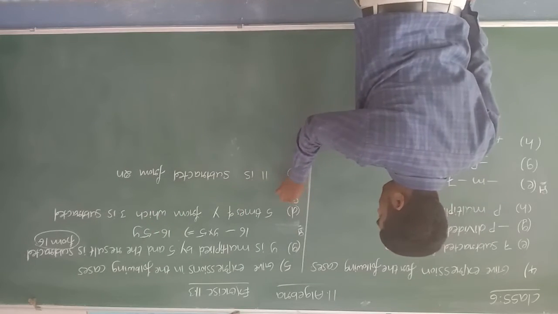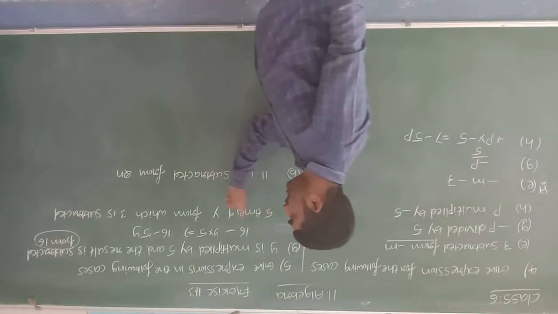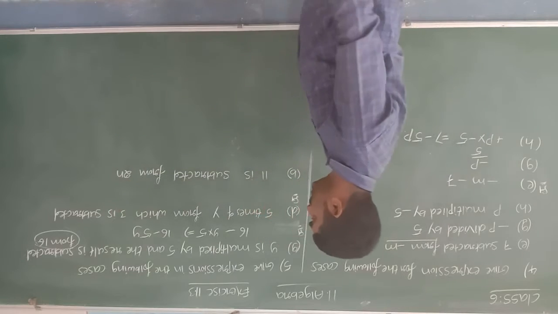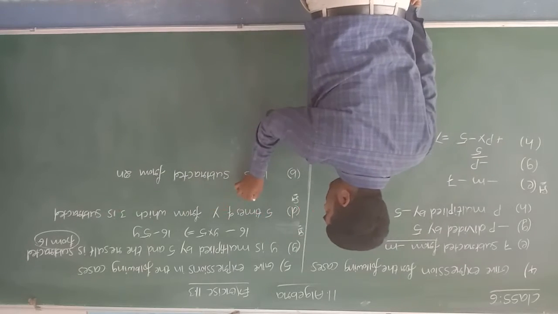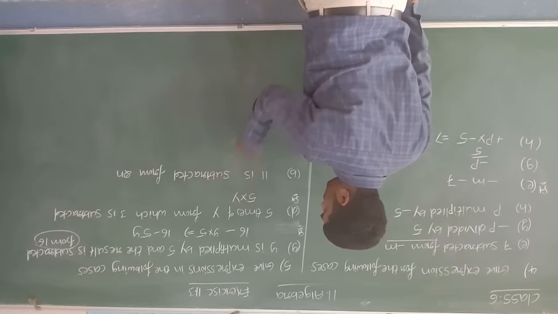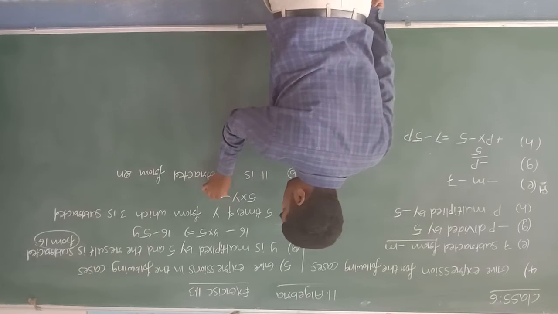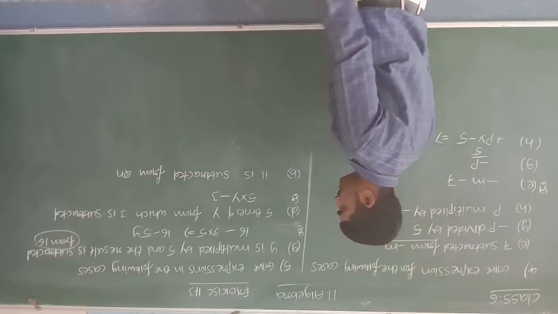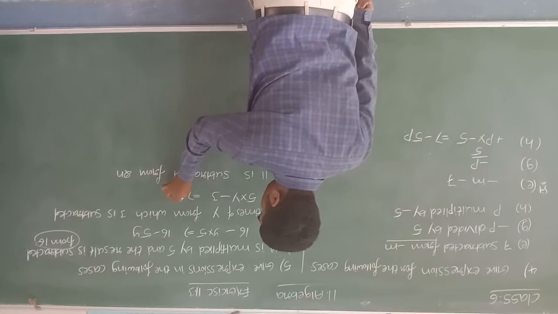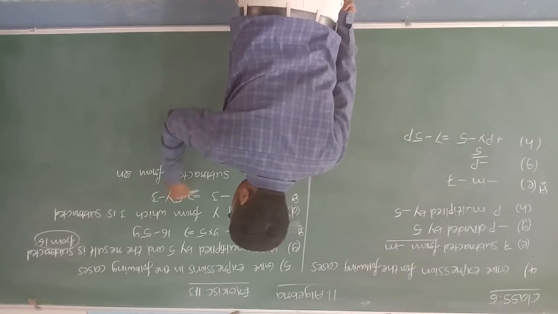Next you can see one more. 5 times of y from which 3 is subtracted. 5 times of y, we can write 5 into y, from which what is subtracted? 3 is subtracted. And this we can write as 5y minus 3.